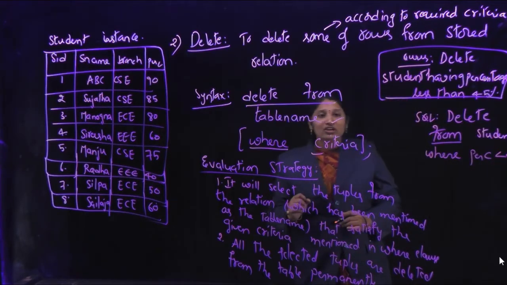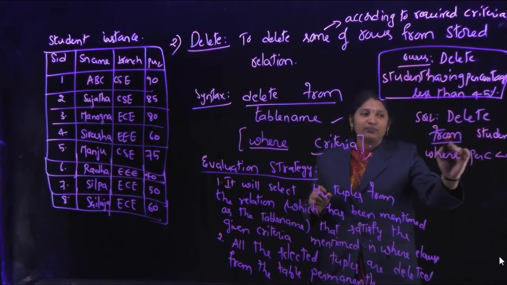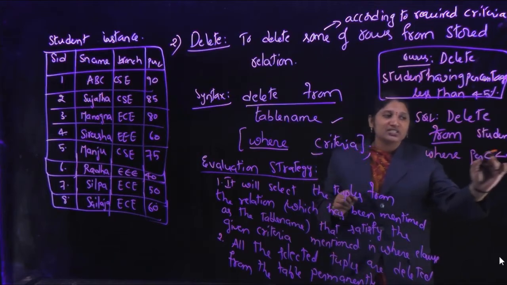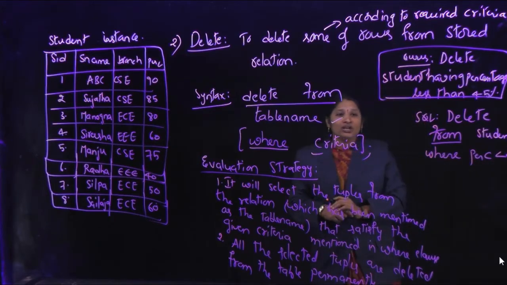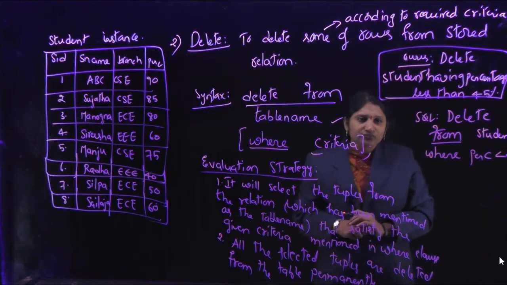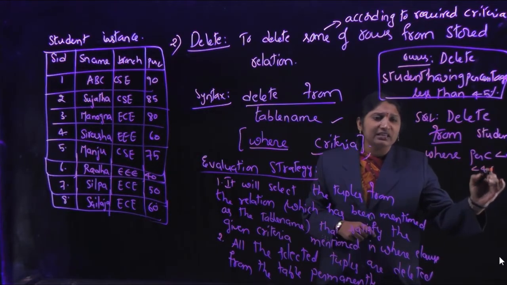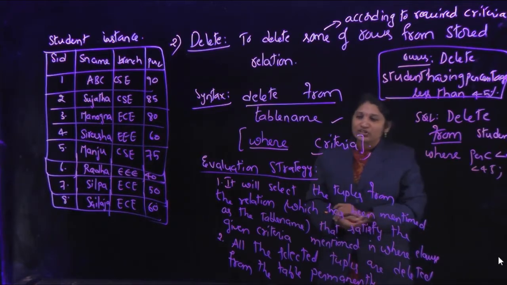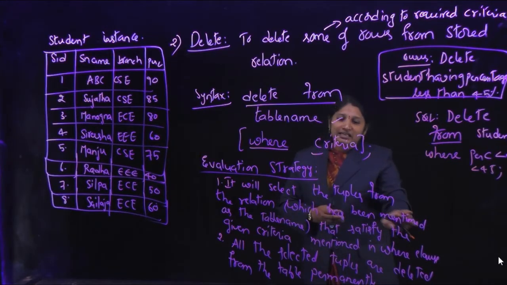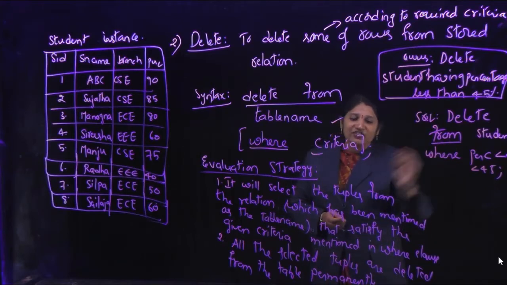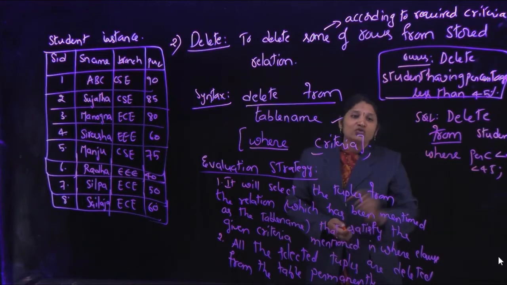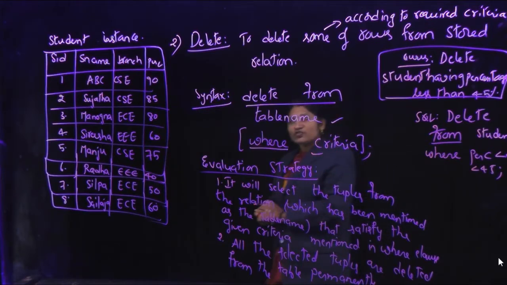So in this way you can write the delete command. Delete from, what is the table? Student. What type of tuples do you want to delete? Where percentage less than 45, ended with a semicolon. Now you will see how this query is evaluated according to these two steps. What is the first step? It will select the tuples from the relation mentioned in the from clause which satisfy this criteria. What is the from clause? Student. So you need to select the tuples from the student relation.